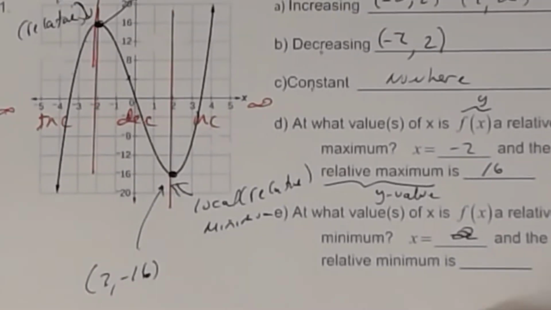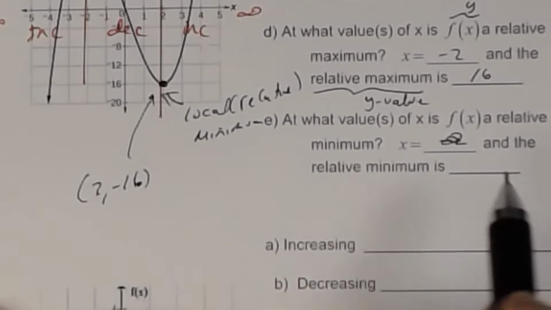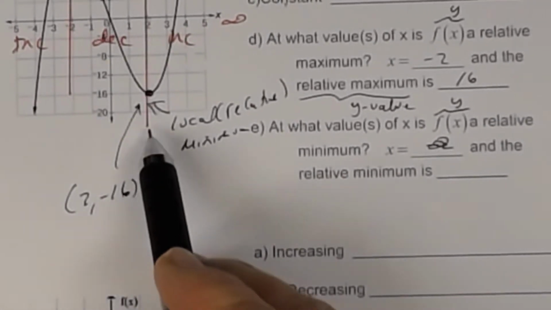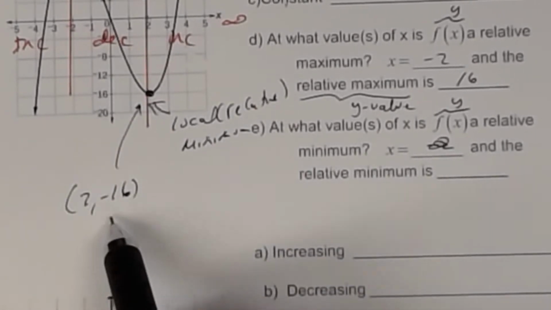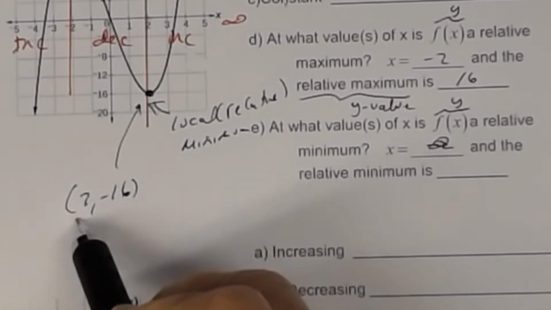But then we do the same thing with this one. At what values of x is f(x), or y, a relative or local minimum? That's where I have a relative local minimum. So the x value is 2. That's 2 here, so (2, -16). So the x value is 2.